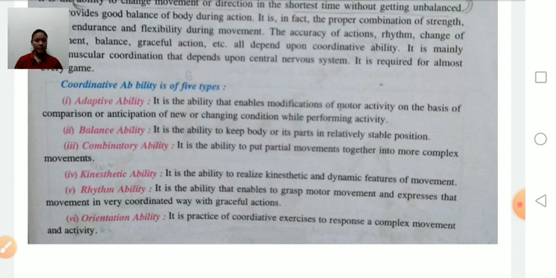Okay, coordinative ability means the ability to change the movement, अपने movement को change करना according to the basis of comparison or anticipation of the new or changing condition with perfection. Okay, there are six types of coordinative ability.